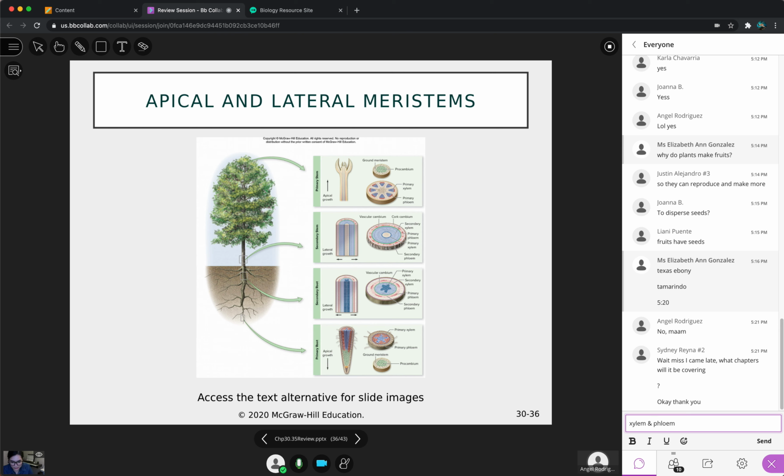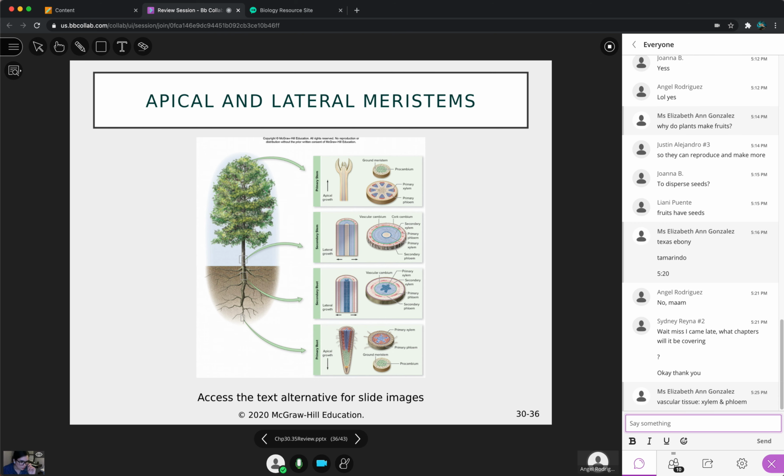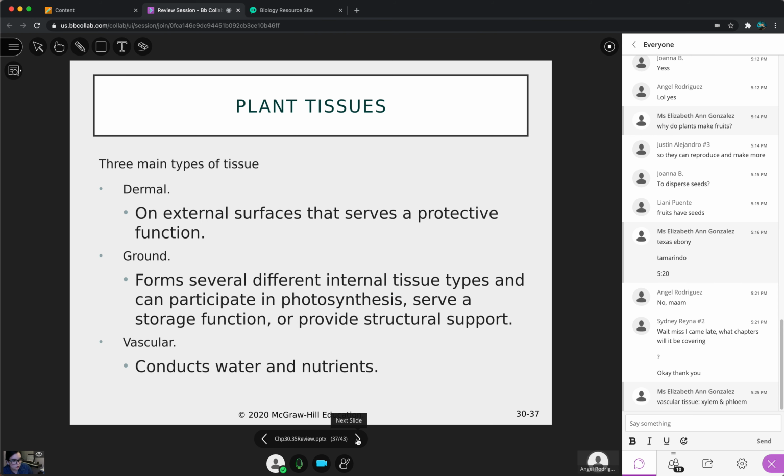When we talk about the vascular tissue, we're mostly talking about the xylem and the phloem. The xylem is going to move water and minerals from the roots all the way to the shoot, out through the leaf, through the stomata. The phloem is going to move sugars. The leaves photosynthesize and make glucose, and then that sugar is able to go all throughout the plant through the phloem tissue. So those are the 2 that I really need you to remember.